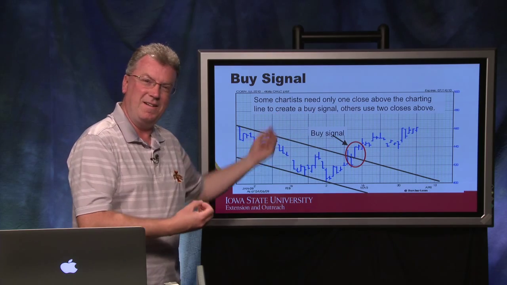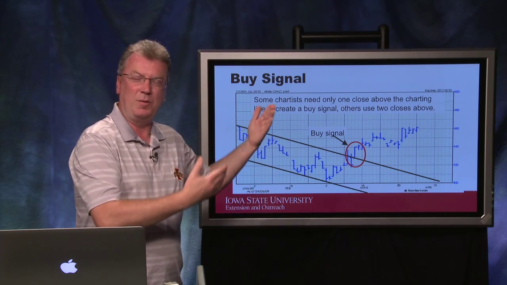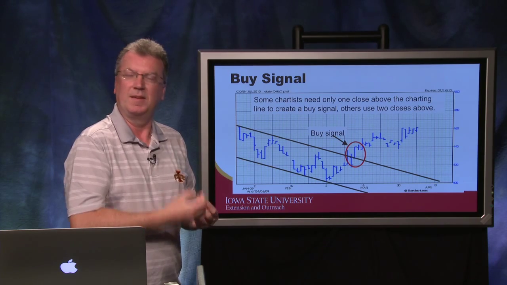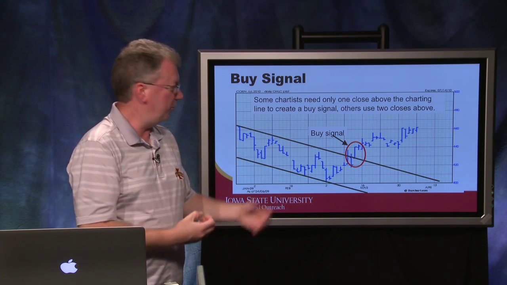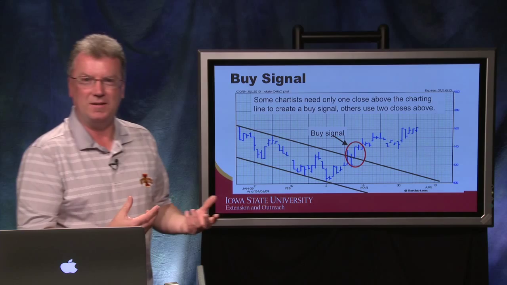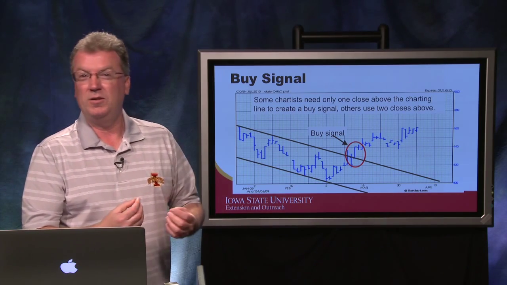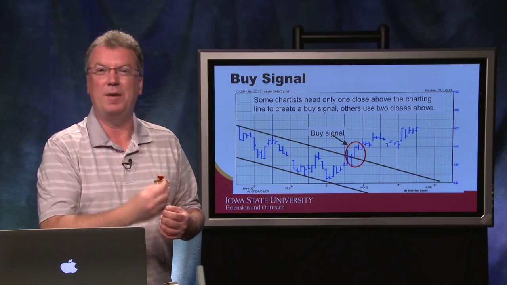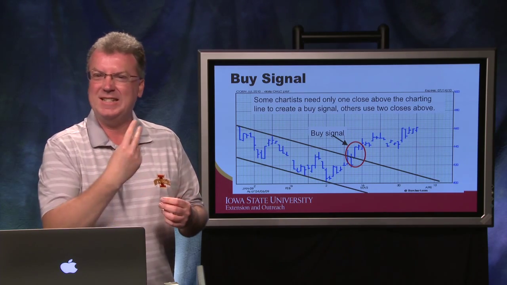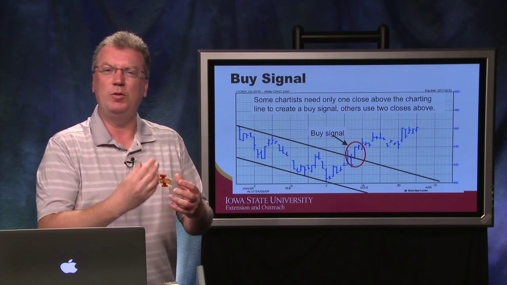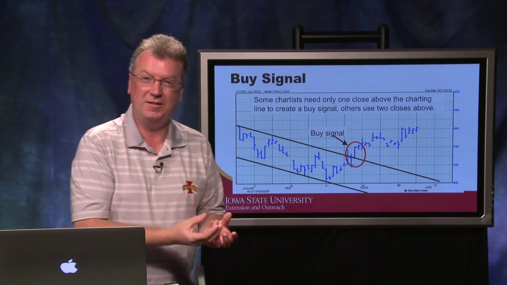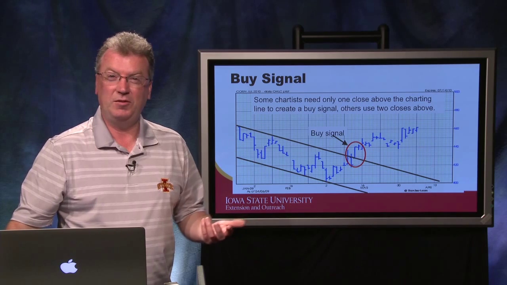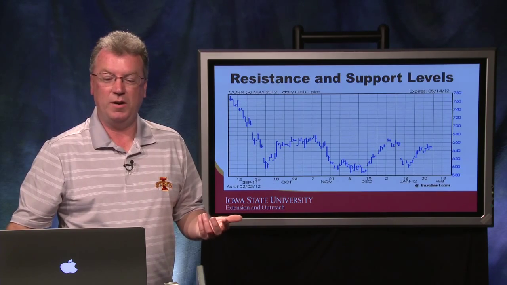By busting here on the high end, what that's indicating is prices have hit a low point and now are starting to work their way up. And so again, going back to buy low, sell high, this is a buy signal. Some chartists would tell you that they only need 1 close above the channel line to indicate a buy signal. Others say, no, I want to see at least 2 days there. And so they're a little more cautious with a buy signal than they are with a sell signal.